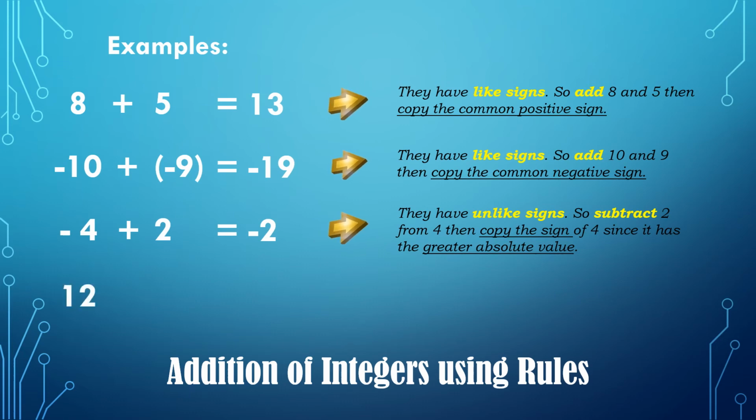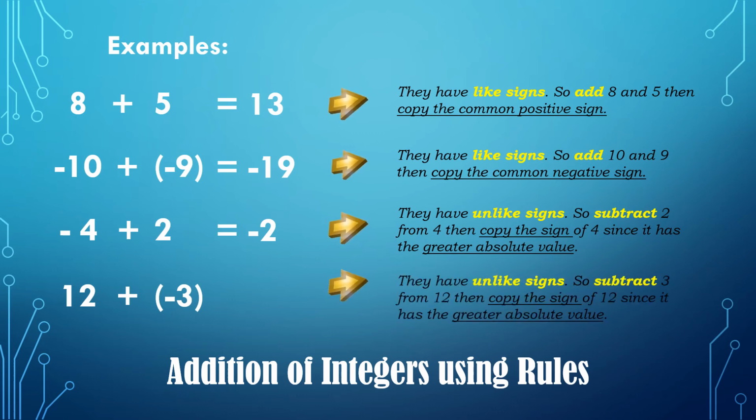And lastly, 12 plus negative 3. Again, they have different signs or unlike signs. So we subtract 3 from 12. Then copy the sign of 12 since it has the greater absolute value. So 12 plus negative 3 equals positive 9.